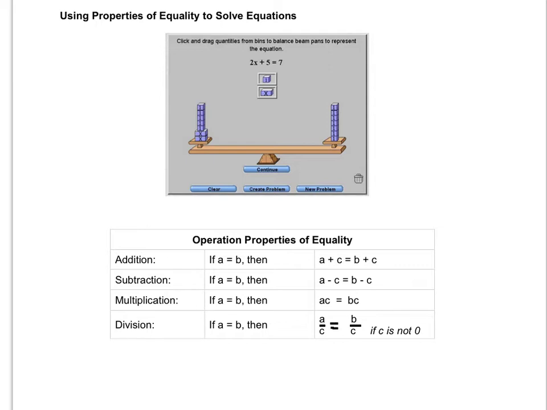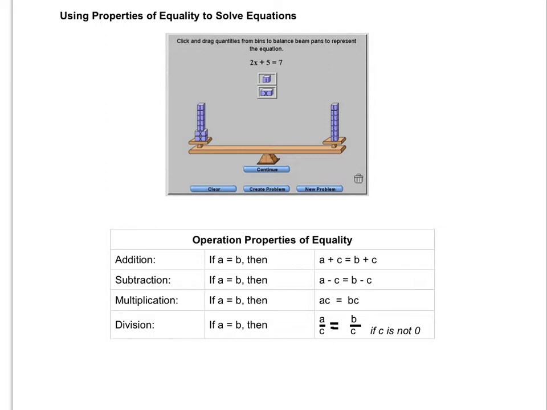Whatever operation we perform on the left side of an equation, we also perform on the right side of the equation. We do this to maintain a balanced equation. For a full description of how this works, please view the video Balanced Equations.